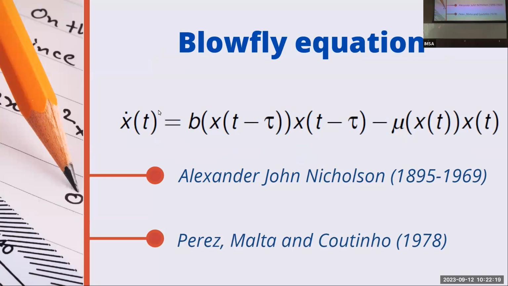So here we have the contributions of Newton, and also from these three Brazilians, Paris, Malta, and Coutinho, who made a lot of contributions on this type of equation. And this equation was known as the blowfly equation because they made a lot of experiments with a blowfly population. Because if you see the blowfly population, it's very important to consider the delay to understand this population, because the population is highly oscillating. It does not behave as the logistic equation, but it has this type of oscillation.